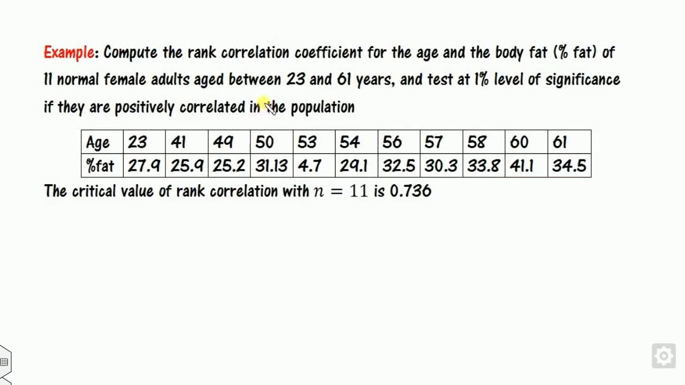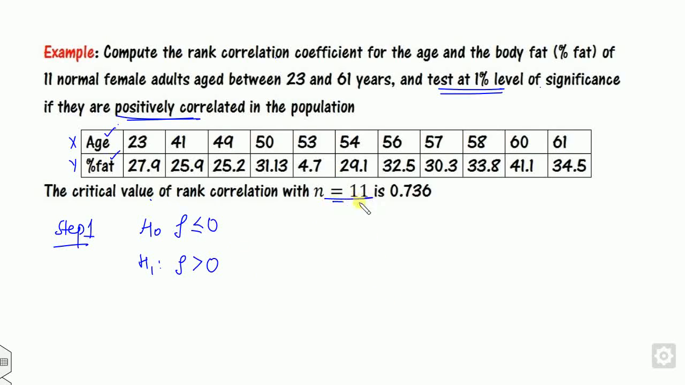So this is one more example. You can find the rank correlation coefficient between the A's and the FATs. You can consider this as X, this as Y. I just give you a hint how you define the H0 and H1. You have to test the level of significance, positive correlation. So this is here and the opposite of this is this. Rest you can try yourself.